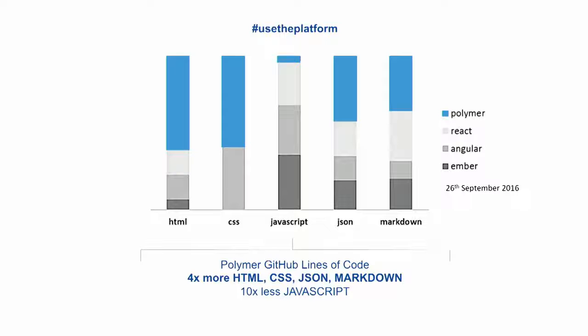That tells you volumes. If you want to be a JavaScript developer and you want to solve platform problems with JavaScript, you will have a problem with Polymer. But if you want to solve true customer problems with the web, then Polymer is your choice.